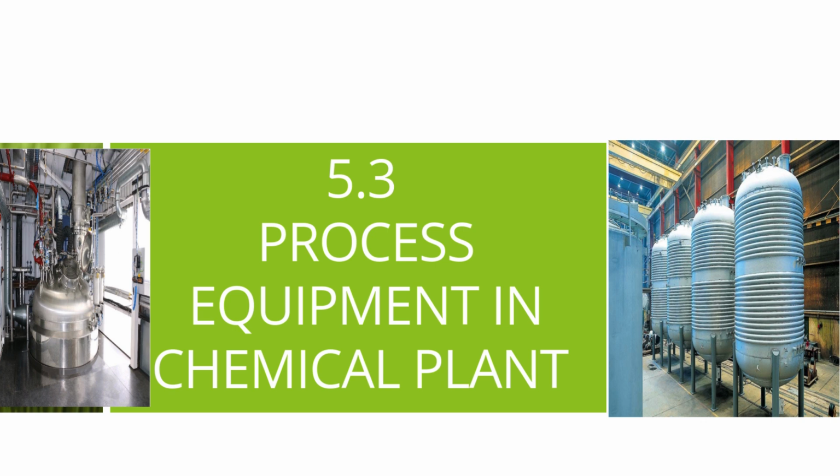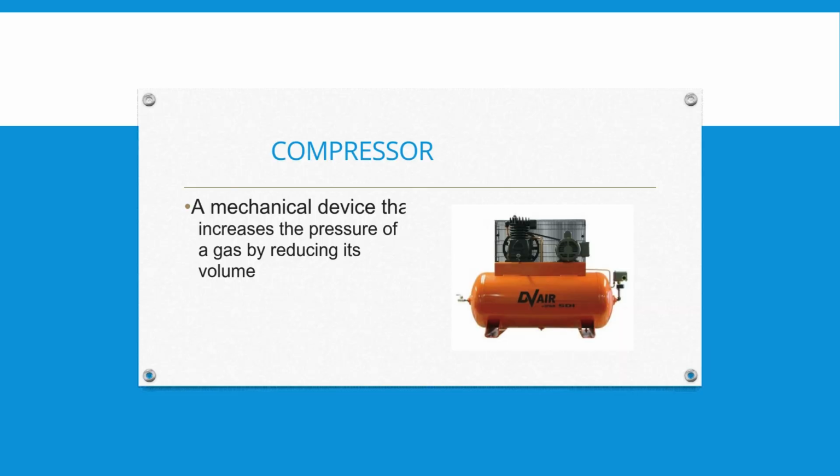Let's continue on the topic about process equipment in chemical plant. Compressor is a common equipment in chemical process. It is a mechanical device that increases the pressure of a gas by reducing its volume.